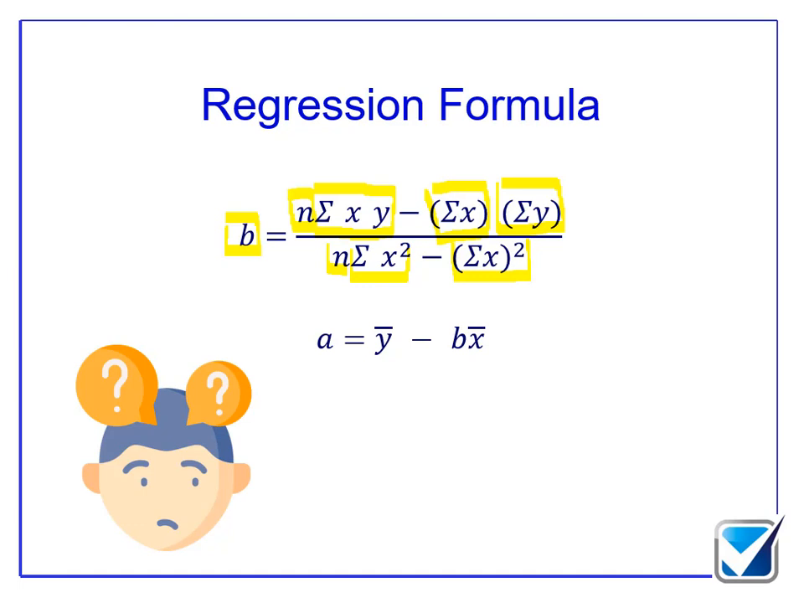Then A is my fixed costs, and my fixed cost is y bar, which means the mean of y, so that's the average for y, minus B, which we calculate above in the first calculation, multiplied by the average of x.